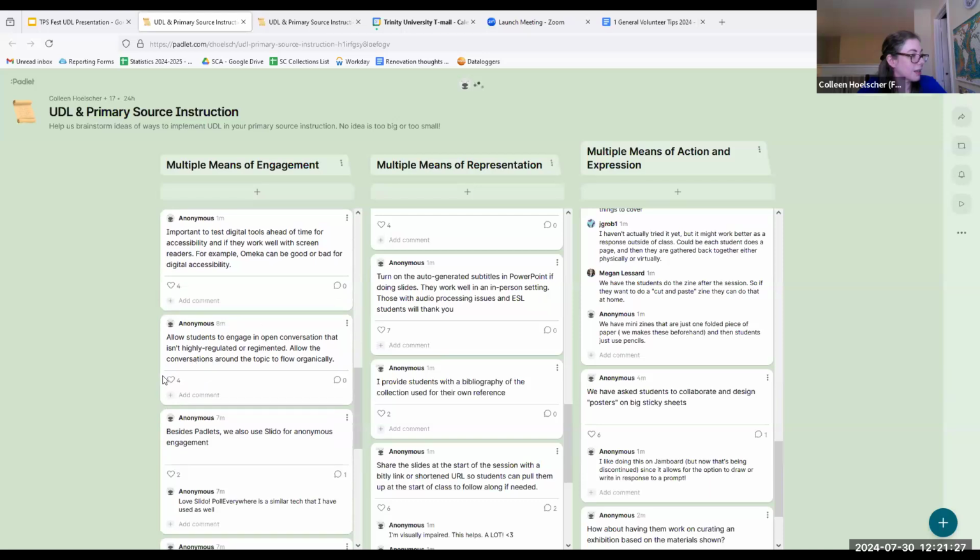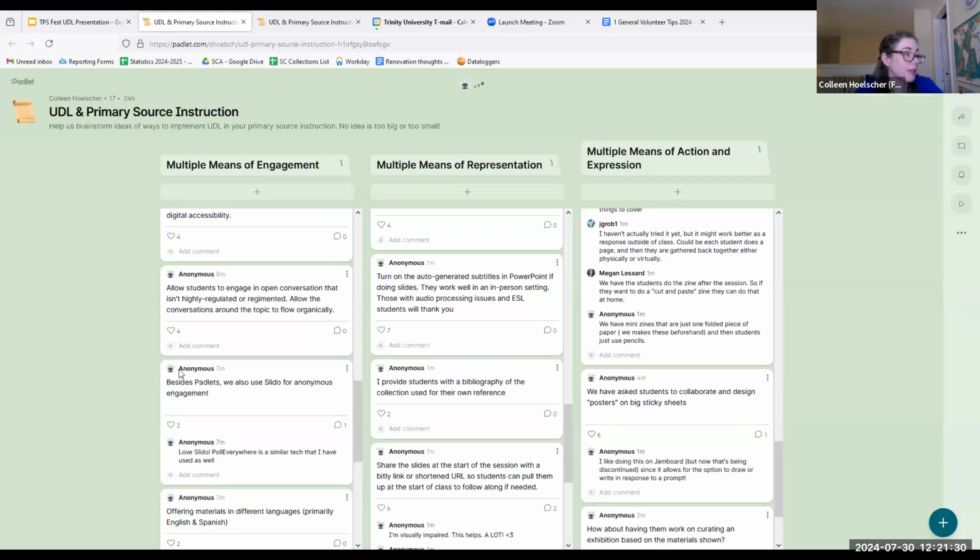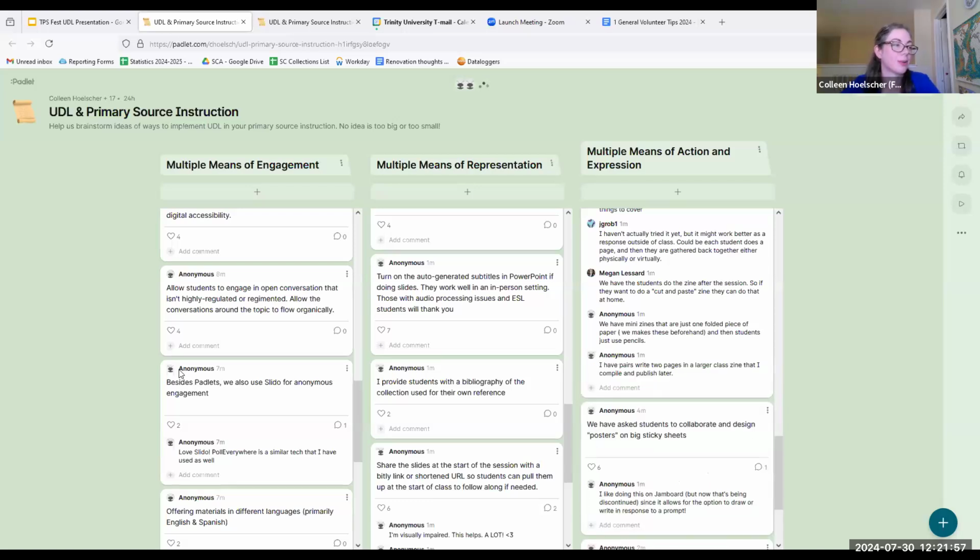Okay, let's see. Someone suggested allowing students to engage in open conversation that isn't highly regulated or regimented, allowing the conversations around the topic to flow organically. I think that's great advice. Early on in my teaching, I had a supervisor who told me I had to be more comfortable with silence and less trying to get students to answer things right away. So definitely trying to make things more casual. I always try to tell students that they can talk amongst themselves while they're looking at things.